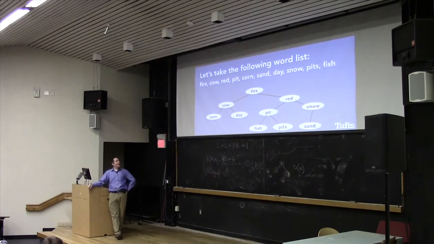There are some places where we might want to think about compressing things, right? I mean, pit and pits differ by 1 letter, yet they each take up a whole node in our binary search tree. Cow and corn share 2 letters. Some of these other ones actually share letters. That may be important.